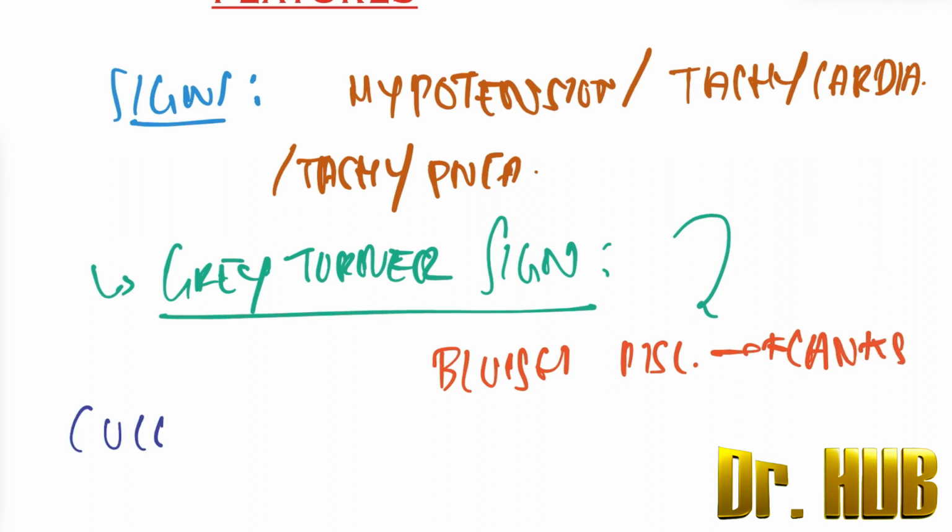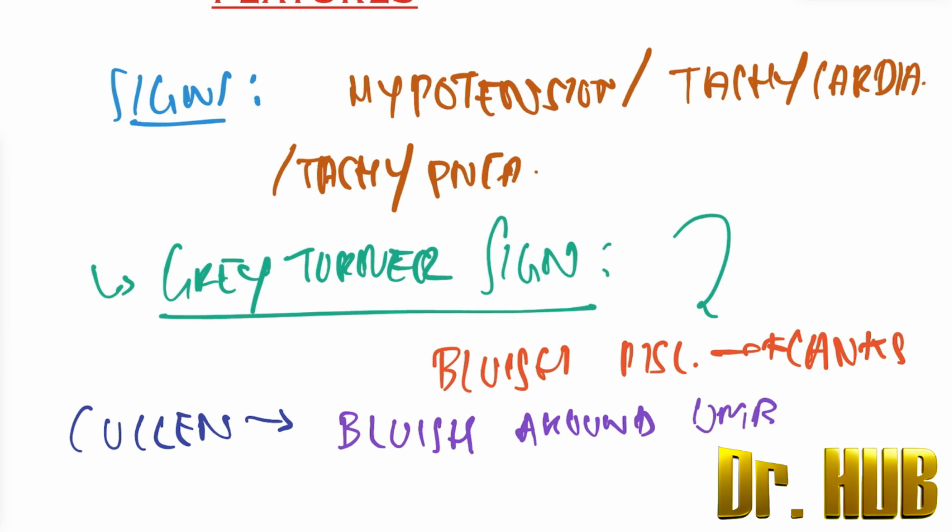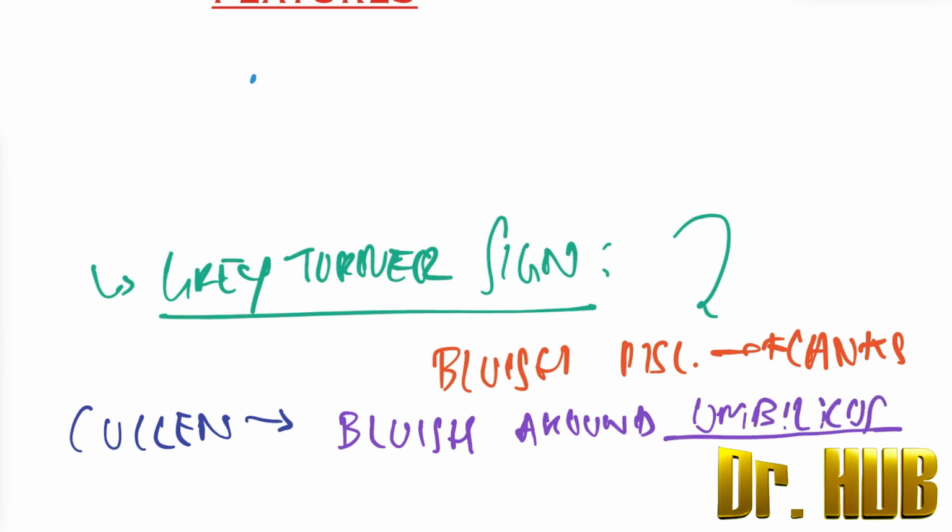Next we move on to the Cullen sign. So what is the Cullen sign? The Cullen sign is a bluish discoloration around the umbilicus. So bluish around the umbilicus is the Cullen sign.